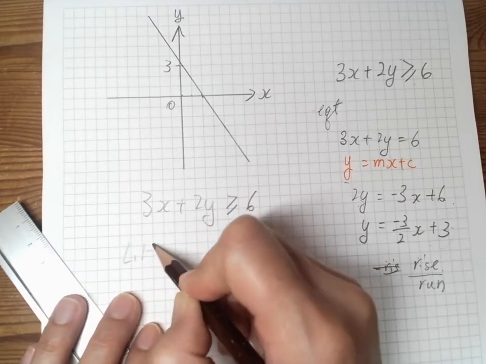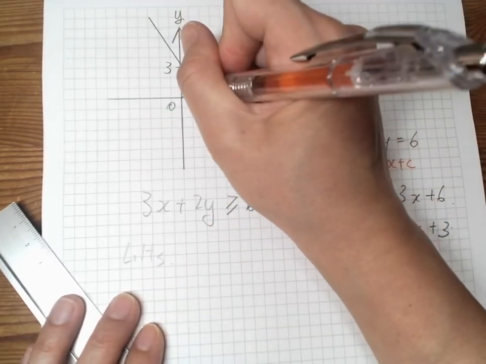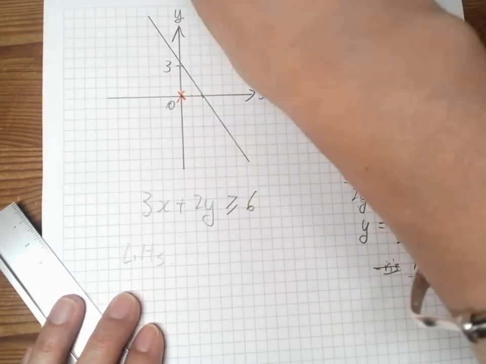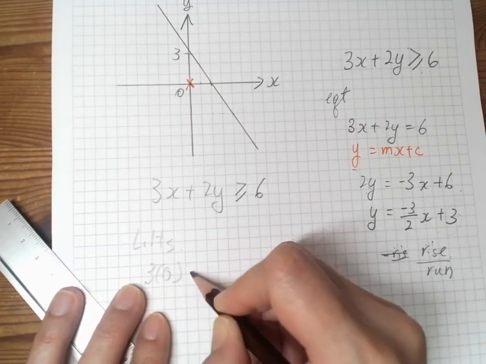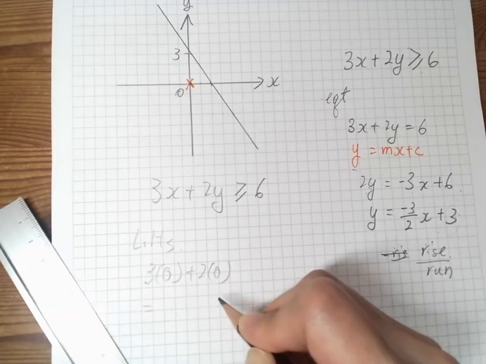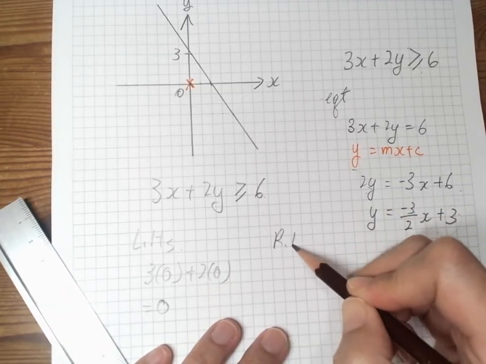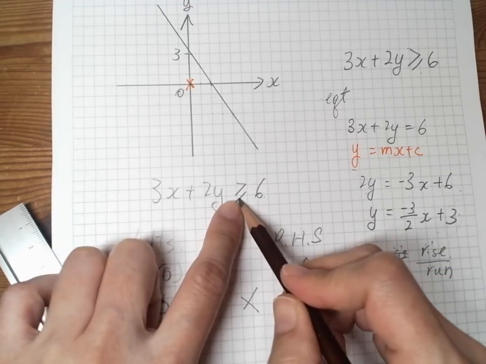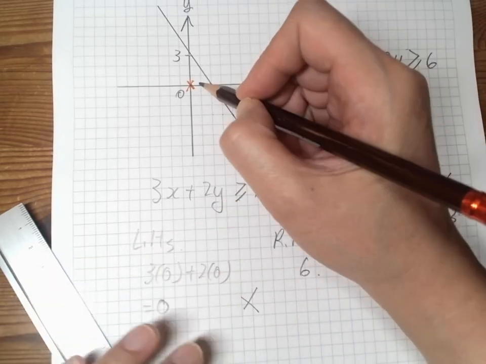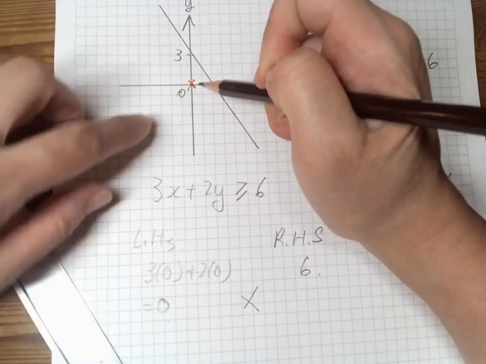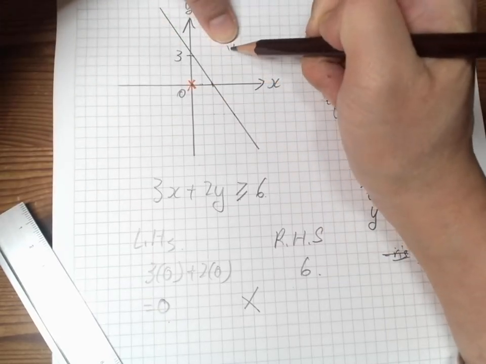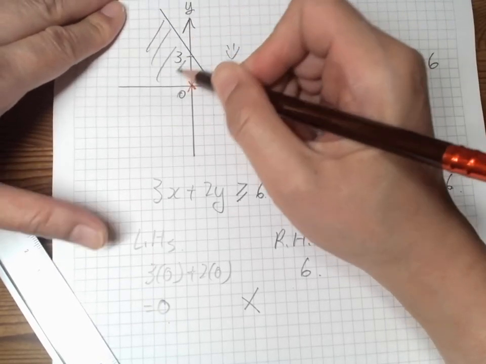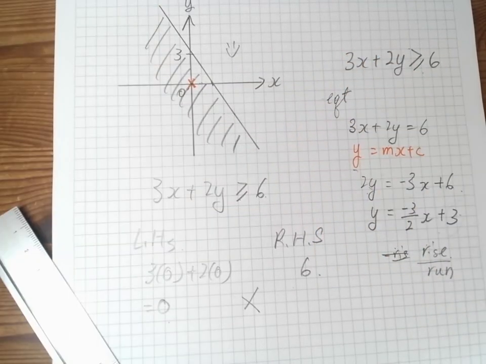For the left-hand side, let's pick my favorite point, 0, 0. So with 0, 0, we have 3 times 0 plus 2 times 0, which is 0. But the right-hand side is 6. So 0 is not bigger or equal to 6. So the side with the point is not wanted. This side is what we want. So now we shade the unwanted side. This is how we go about shading the region of a linear inequality.